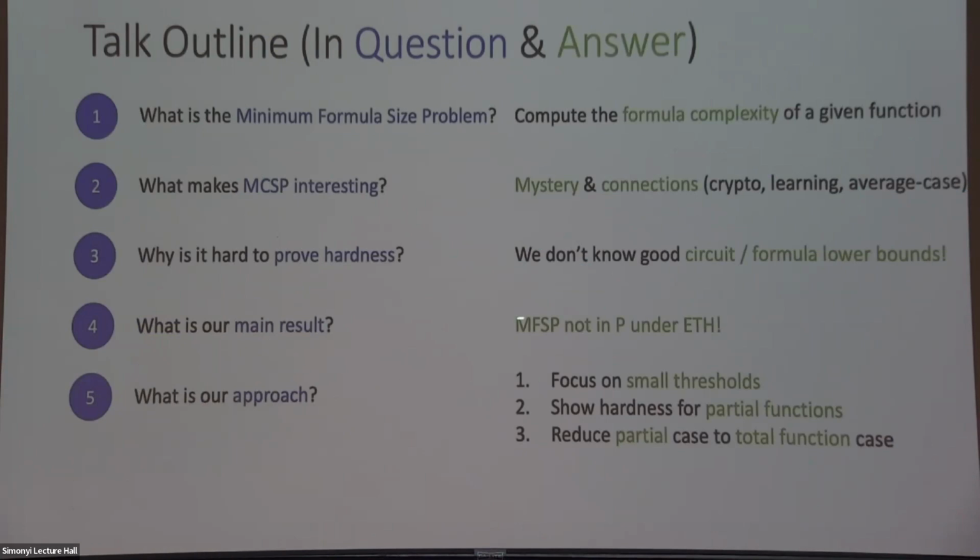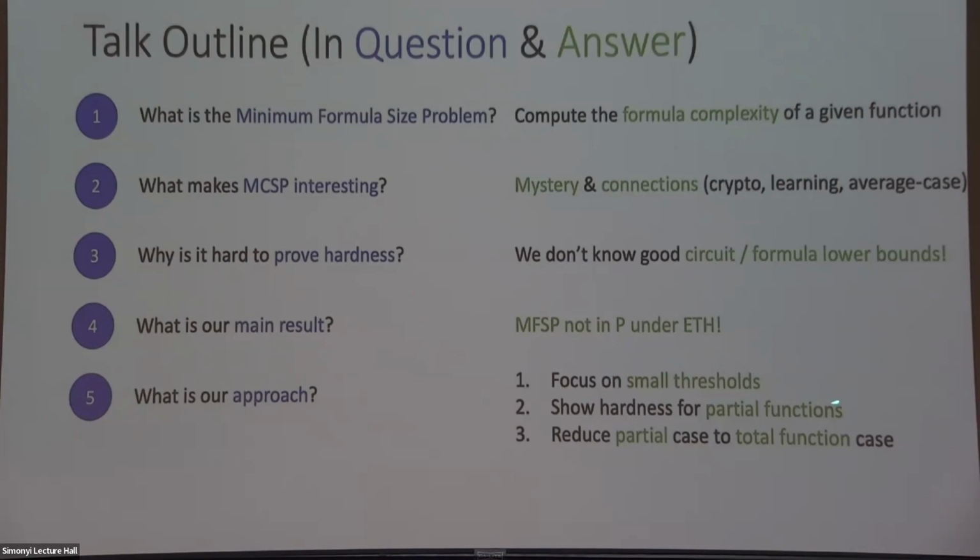Why is it hard to prove hardness? On the one hand, it seems to be because we don't know good circuit or formula lower bounds. But on the other hand, even in regimes like the linear size regime where we already know circuit lower bounds, it still seems hard to prove hardness for the problem. So what's going on there? Is there some barrier that we don't understand? Or is there just some technique that you can use to show hardness?